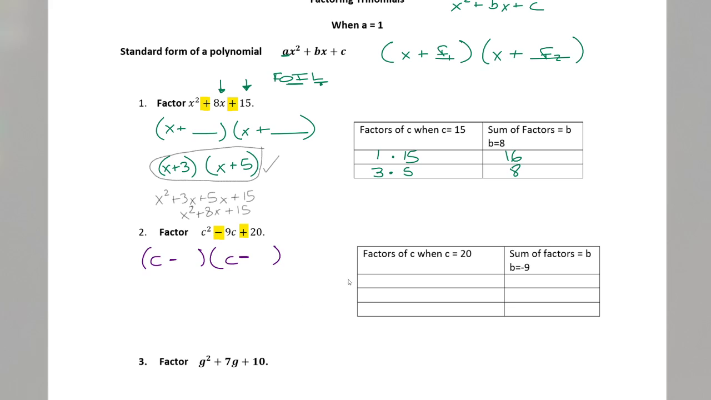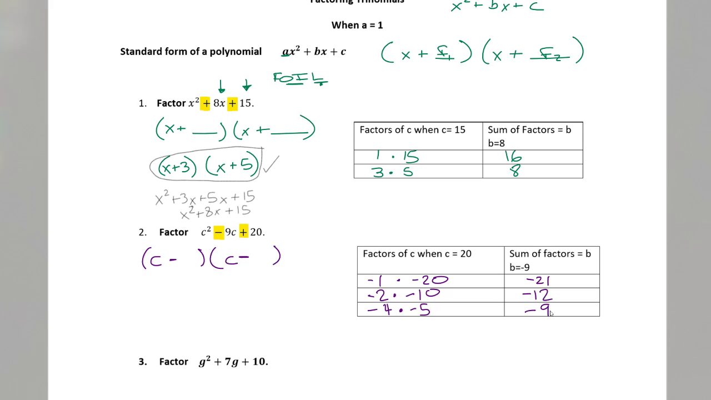So what are our factors of 20? Well, we have -1 times -20. We add those together, do we get -9? No, we get -21. We can try -2 times -10. If we add those together, we get -12. And then if we do -3, we can't multiply anything to get 20, but we can do -4 times -5, and if we add those together, we get -9.